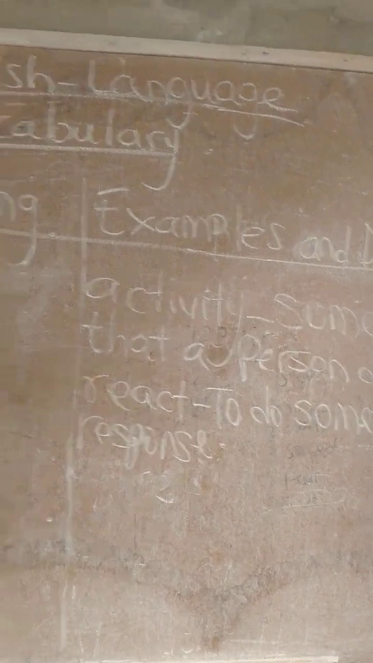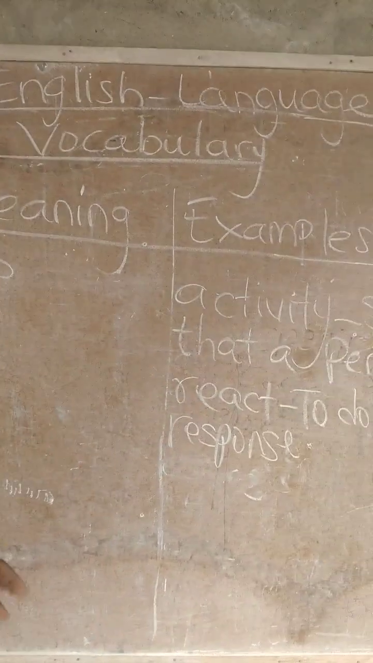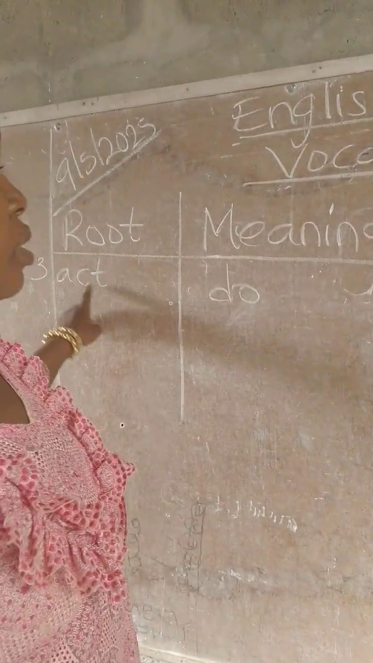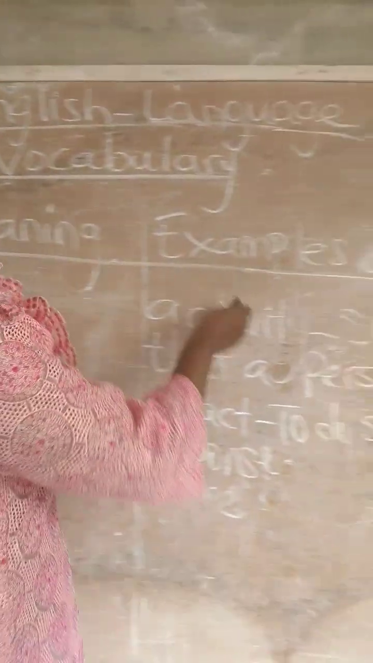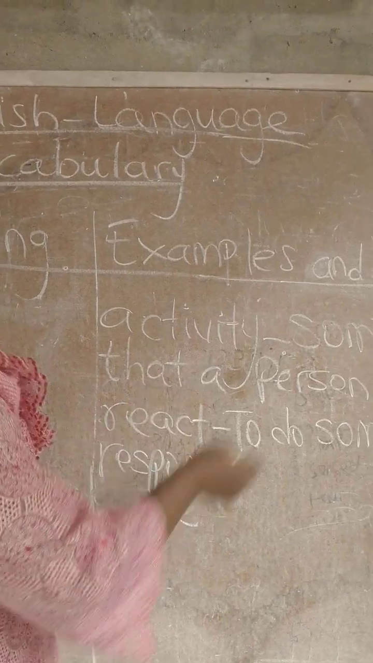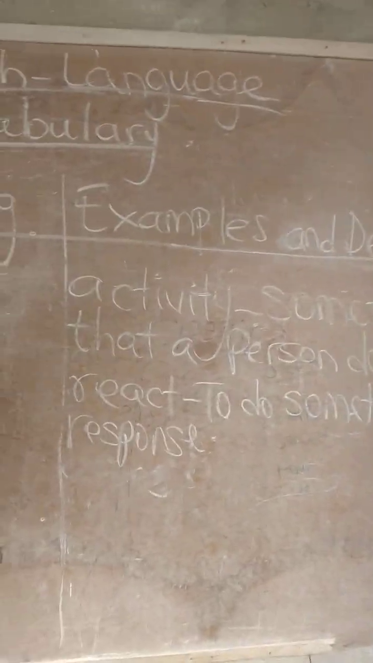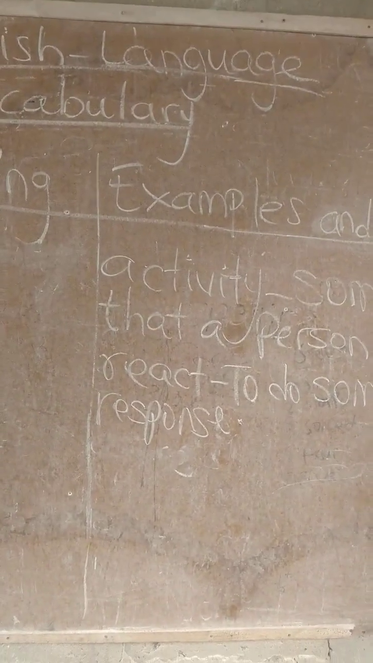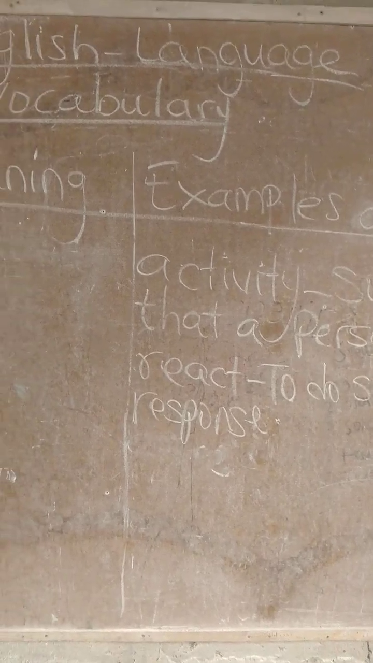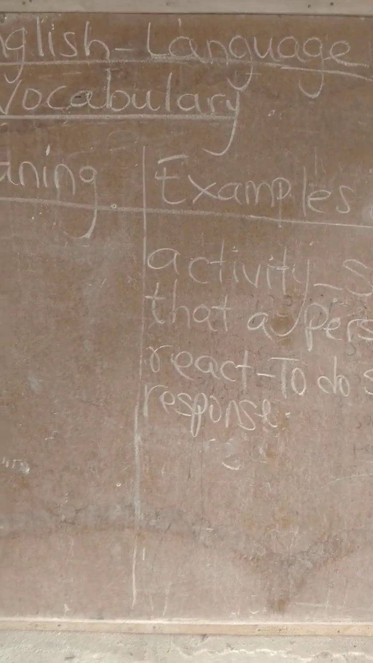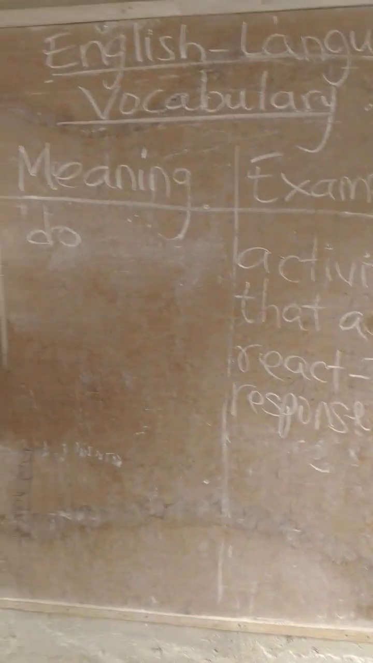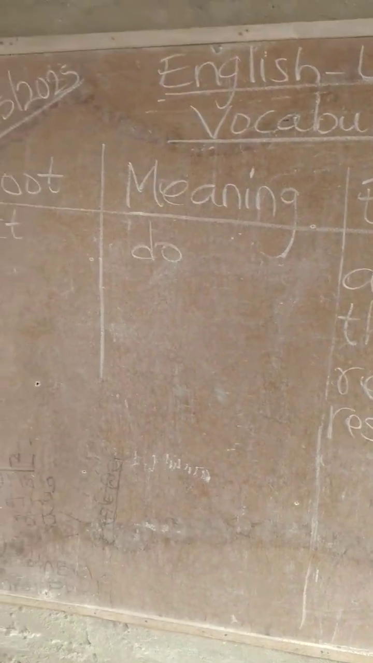Okay, now let us explain this. Those activities begin with ACT, act. You add your IVITY, meaning what? Something that the person does. What you do all the time is your activity. As someone that is a driver, his activity is to drive. The activity of a teacher is to teach in the classroom, to impart knowledge to the students.